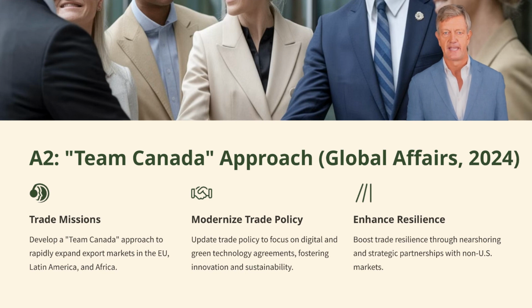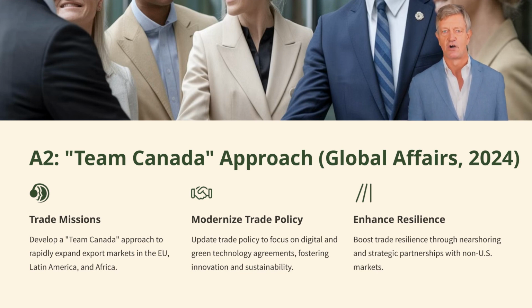Welcome back. In this section, we turn to Global Affairs Canada's vision in the State of Trade 2024. Here, the roadmap is clear. First, Canada is encouraged to develop a Team Canada trade mission approach, an energetic, unified push to rapidly expand export markets across the EU, Latin America, and Africa. Imagine our nation working as one, reaching new markets with determination and clarity.